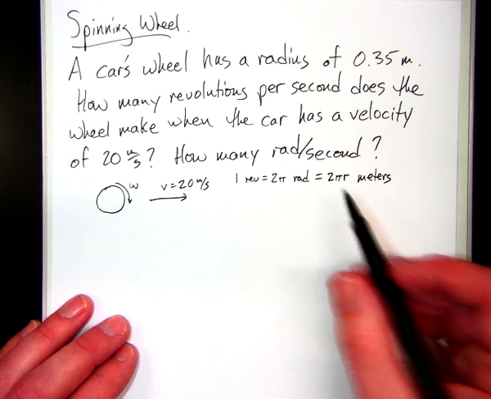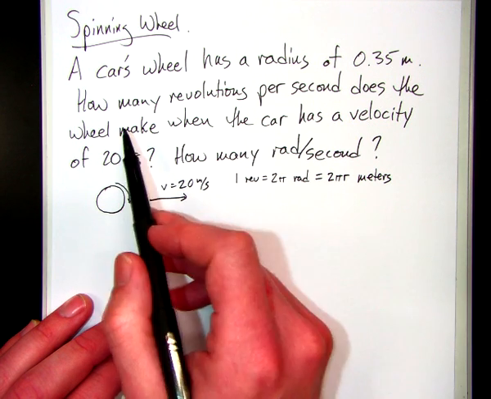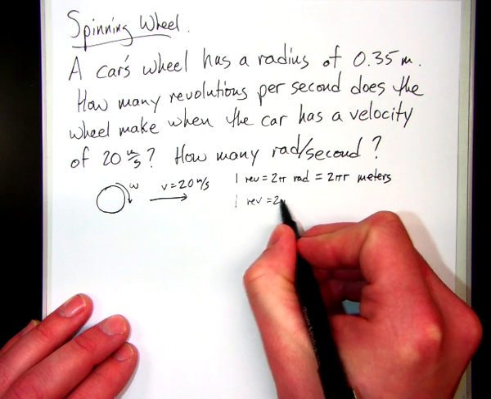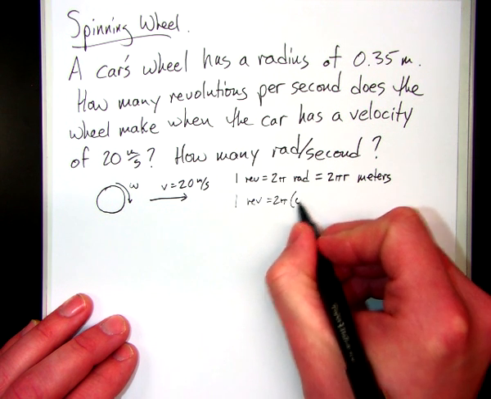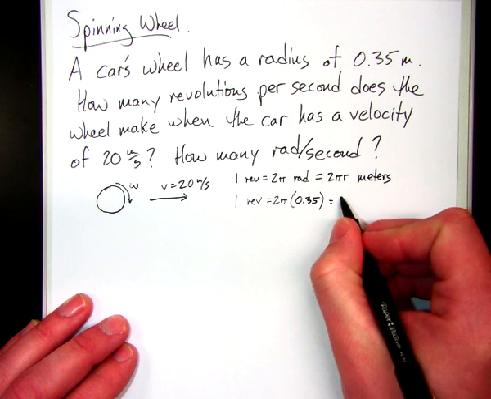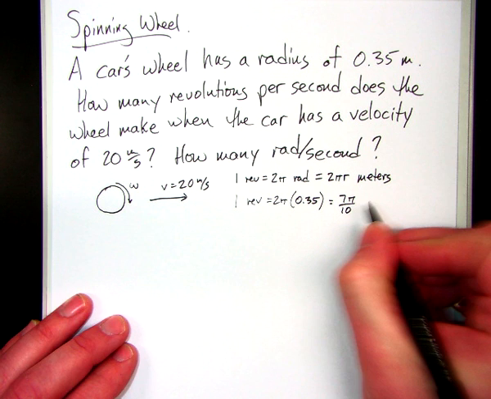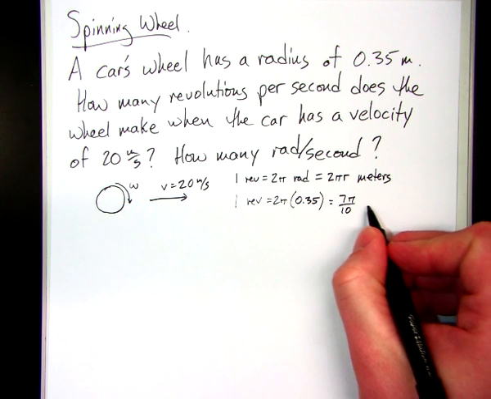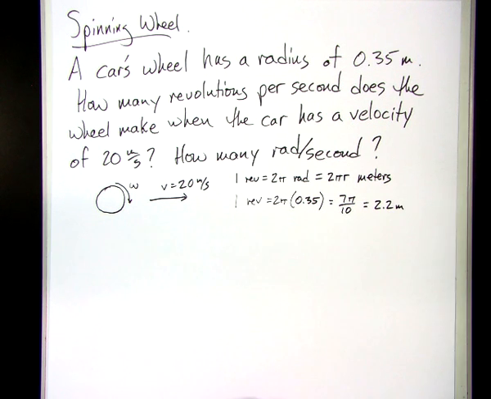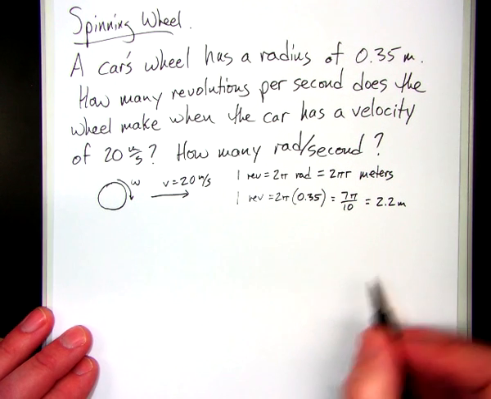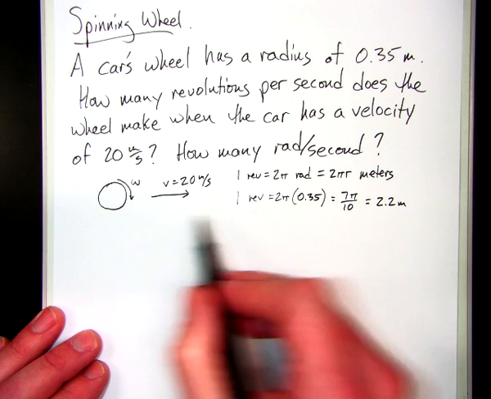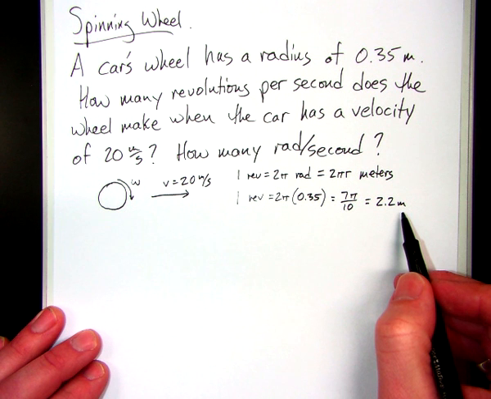So I can say one revolution is 2 pi times the radius, 0.35, and that's going to give me 7 pi over 10, or if you work that out on a calculator, it's about 2.2 meters. Okay, so one revolution of our car's wheel will travel a linear distance of 2.2 meters.